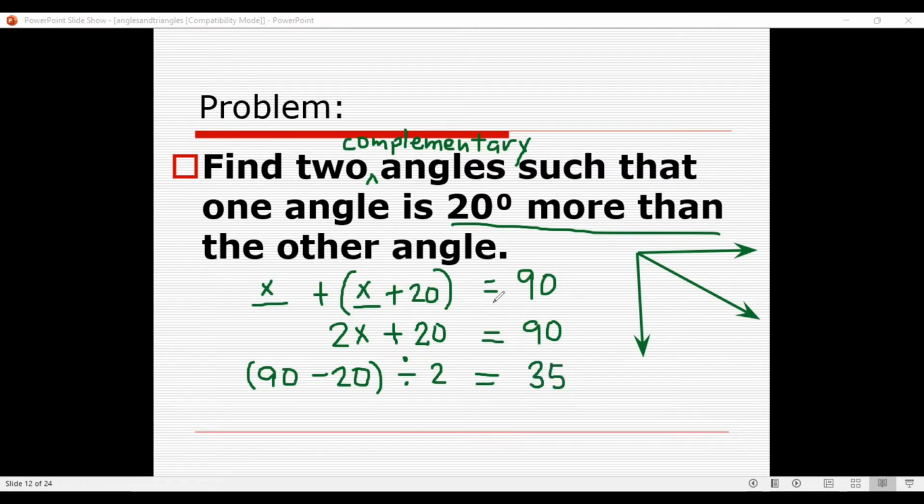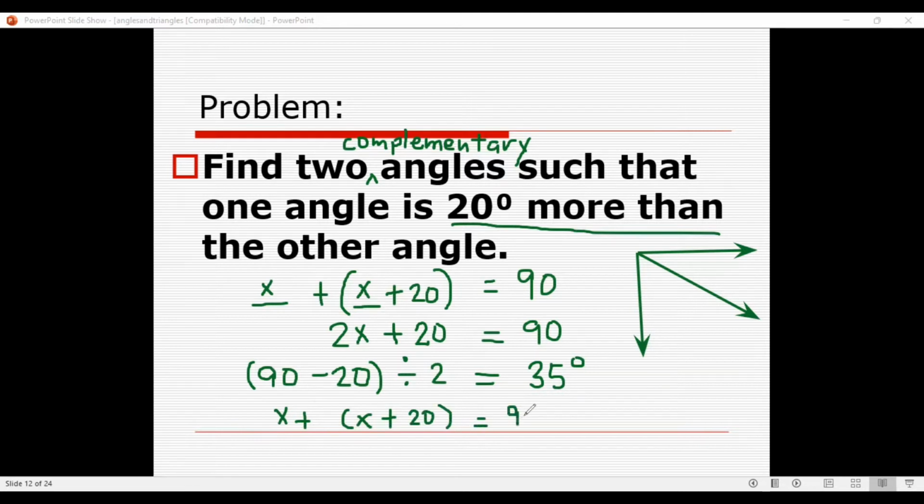That means the value that we are looking for is 35. And of course, since that is the measurement of an angle, there should be the degree sign. If you are going to check, let x be equal to 35. Going back to our equation, x plus the quantity x plus 20, the answer we are supposed to get is equal to 90 degrees.